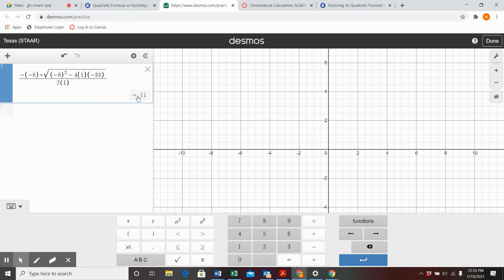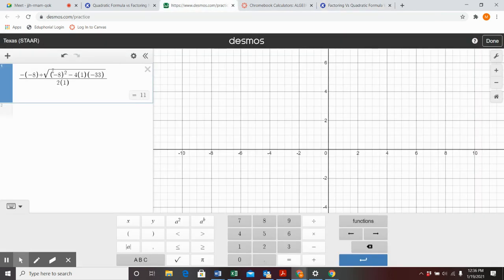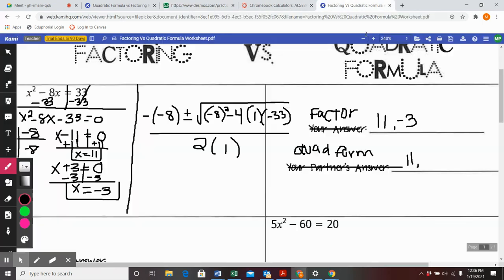So one of my answers is 11. And then all you got to do is change the plus to a minus. And then your other answer is negative 3. So that one, boom, boom, it checks. Okay, so is anybody confused on what we're doing? You're just trying to check your answers. Yes.